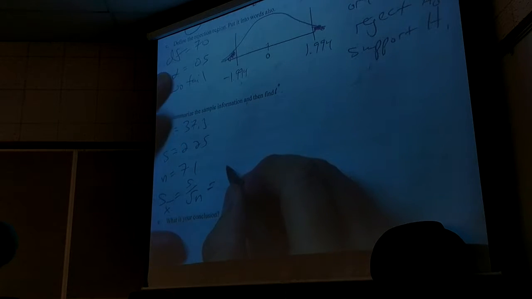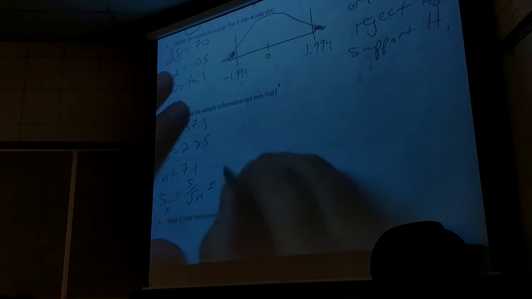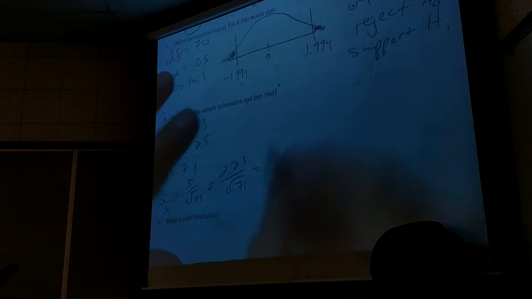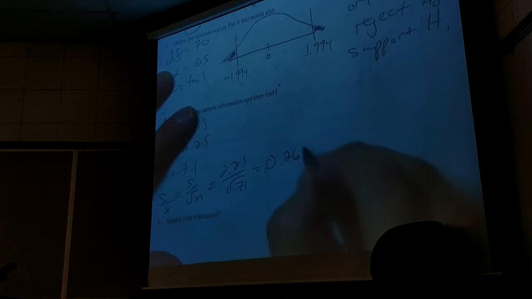So let's see, where'd it go? Oh, right there. 2.25 divided by the square root of 71. What do you guys get? Say one more time. 267.